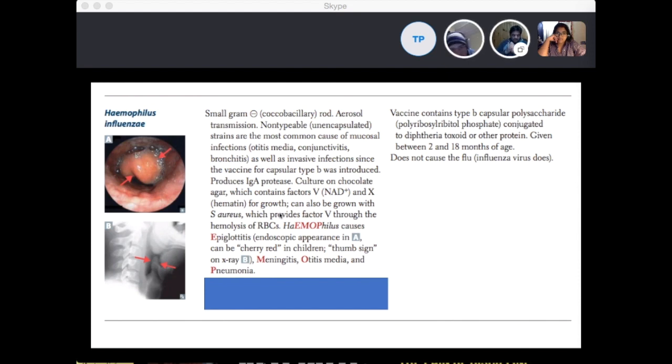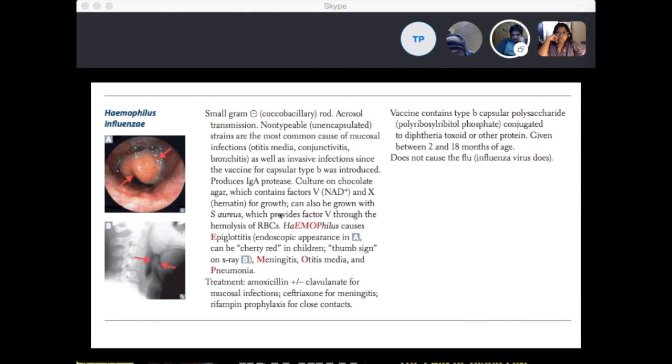Ceftriaxone. And what would you give prophylactically for a close contact? What drug? Rifampin.